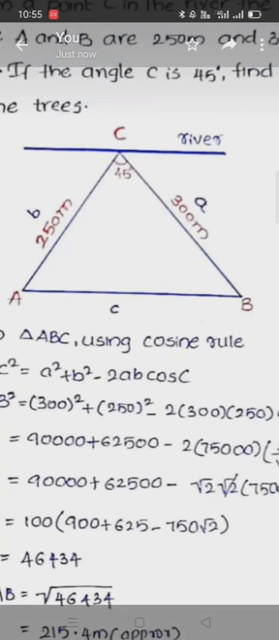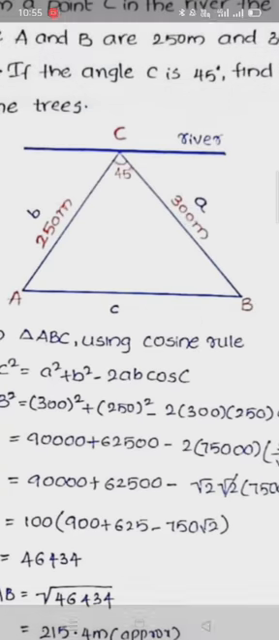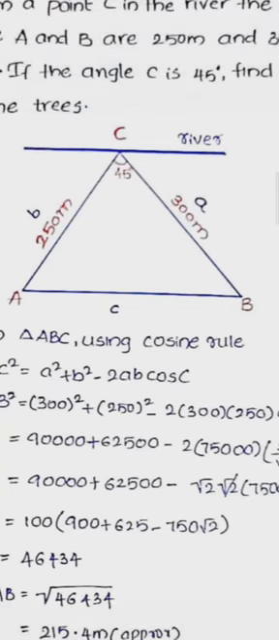We can find the distance between the two trees easily by using the cosine rule. So what is the cosine rule? First of all, we have to know the values of small a, small b, small c. What is small a? It is the length of the side in a triangle opposite to the vertex A. Its opposite side is BC bar. So the BC bar length is 300 meters, indicated by small a.